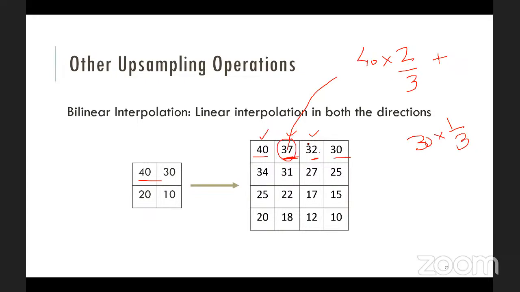Similarly, if you have to calculate for this position, this time 40 will be given a weightage of 1 by 3, and 30 will be given a weightage of 2 by 3. So 2 by 3 into 30 and 1 by 3 into 40, and that is how you will get it. So this is bilinear interpolation, but here we use transposed convolution.